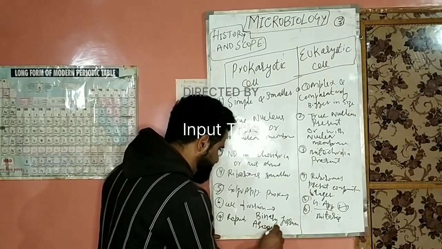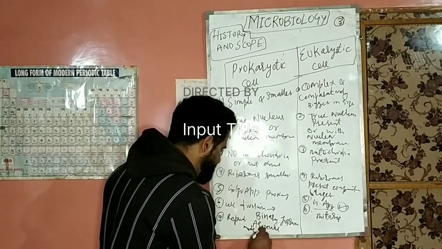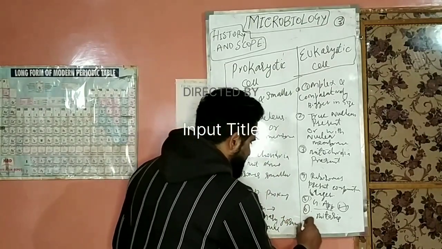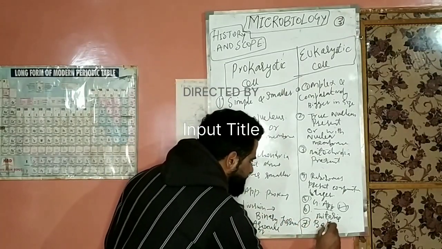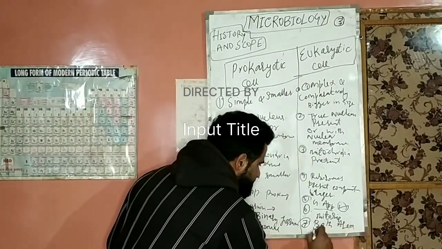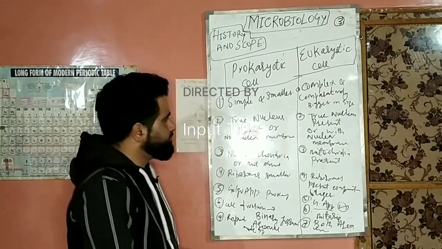Asexual mode of reproduction in prokaryotes, and in eukaryotic cells both asexual and sexual modes have been found.